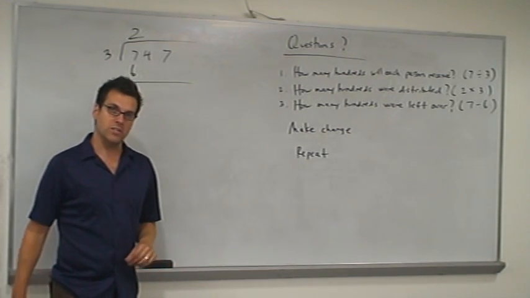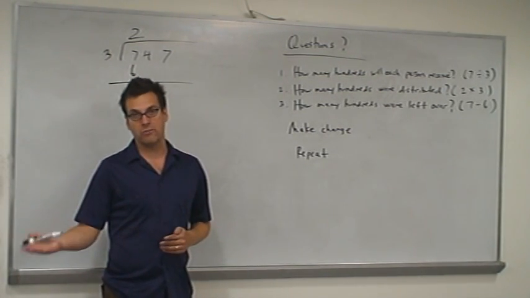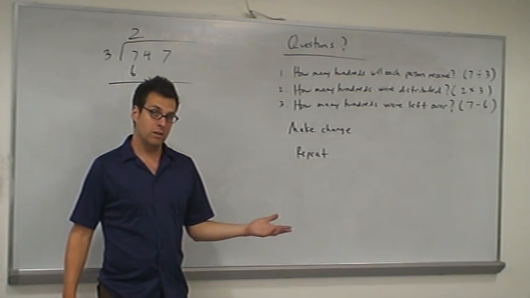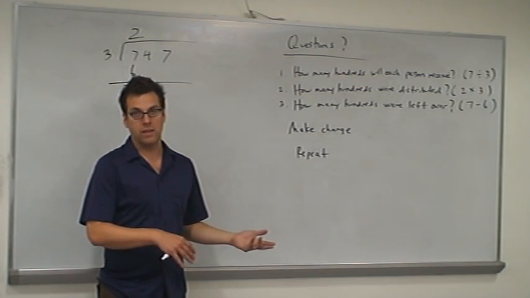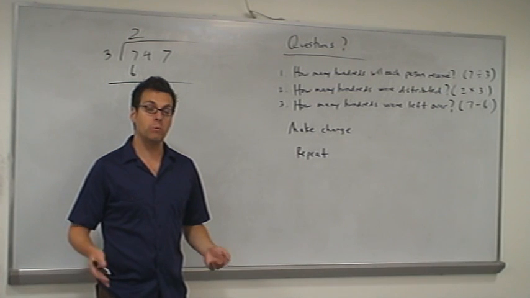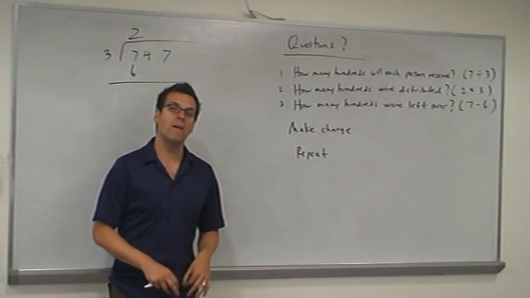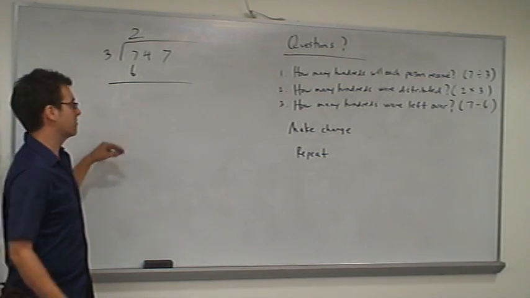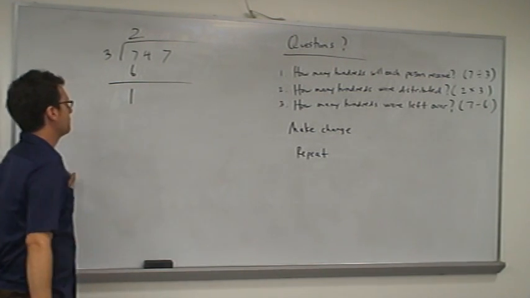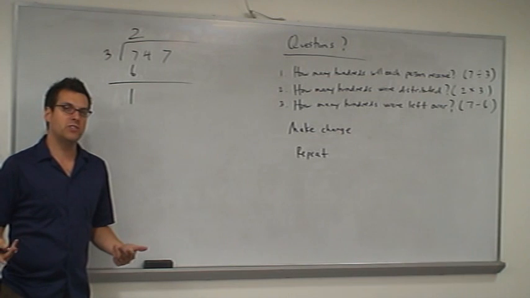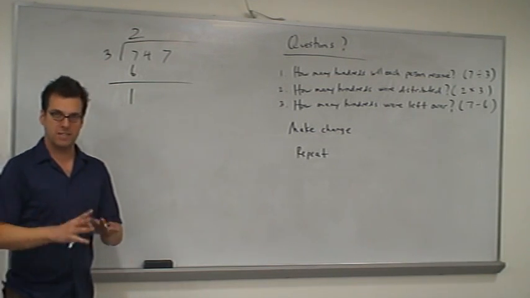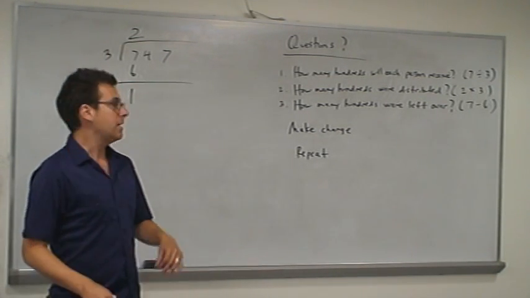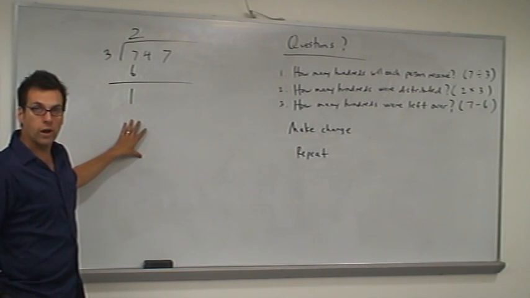Okay, well the next thing we need to do is figure out how many hundreds are left over. Well, if we started with 7 and we gave away 6, then the way we would figure out how many are left over is we would just subtract 6 from 7. So again, that's why at this next stage in the algorithm, we subtract 6 from 7. So the first stage of the division algorithm is complete. We have successfully divvied up the hundreds. Each person got 2 hundreds, there's 100 left over.